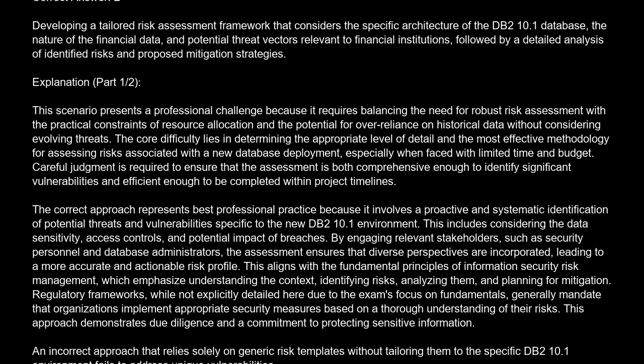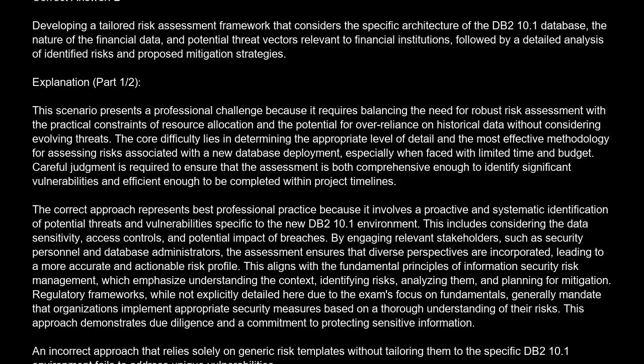The correct approach represents best professional practice because it involves a proactive and systematic identification of potential threats and vulnerabilities specific to the new DB2 environment. This includes considering the data sensitivity, access controls, and potential impact of breaches. By engaging relevant stakeholders, such as security personnel and database administrators, the assessment ensures that diverse perspectives are incorporated, leading to a more accurate and actionable risk profile.